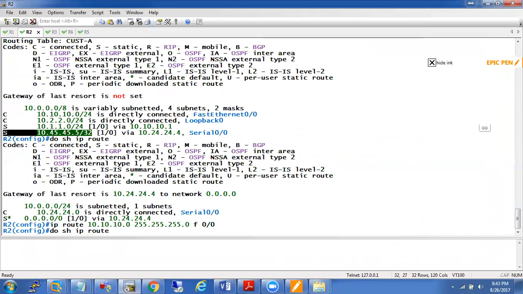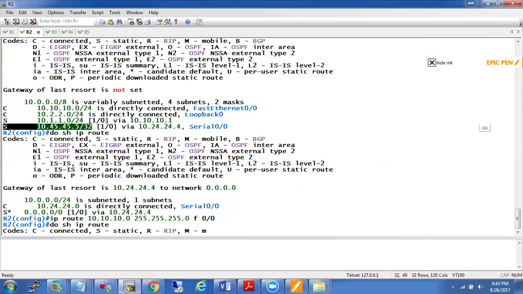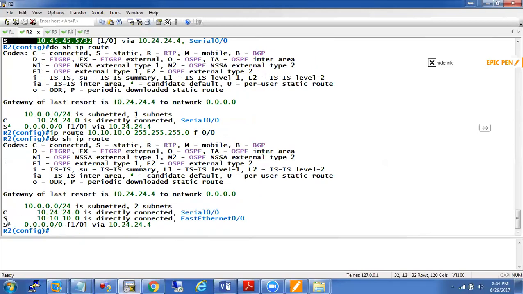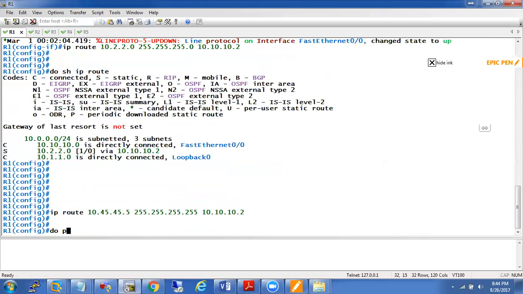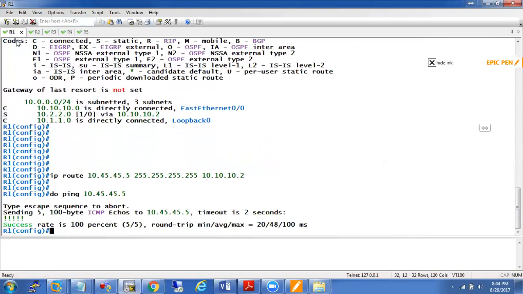So that's how you create a route in the global table, pointing it towards what? A particular interface. Because that interface is inside the VRF, it'll pick it up from there. So when you want to send the packet back towards the VRF, you just point to the interface. So right now, if I sit on R1 and I do a ping to 10.45.45.5, it is now going across all the way to the other side.